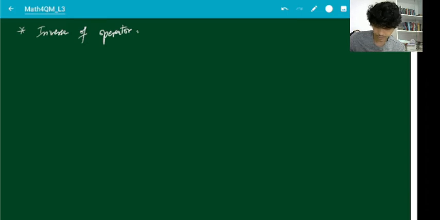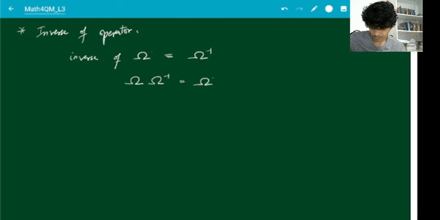So for a given operator omega, its inverse, which we denote as omega inverse, is a matrix such that omega operating on omega inverse, or omega inverse operating on omega, gives you the identity. Of course, if you are representing this operator as a matrix, not all matrices have inverses. So very importantly, you have to check that the determinant of the matrix is non-zero. Only then can you get an inverse.